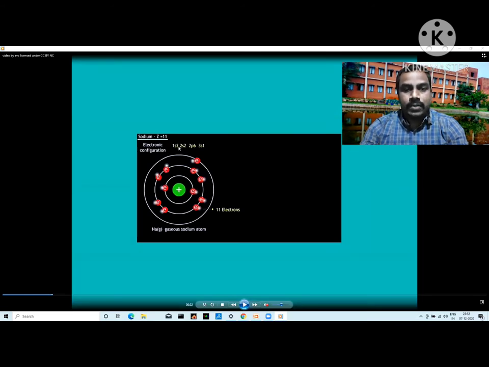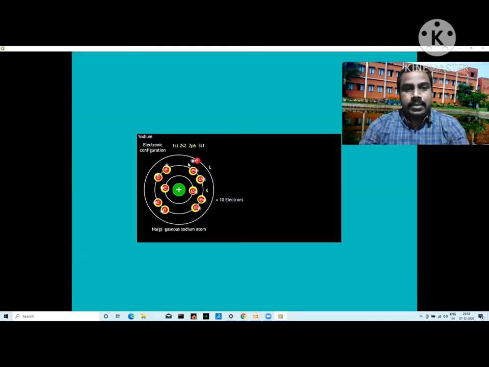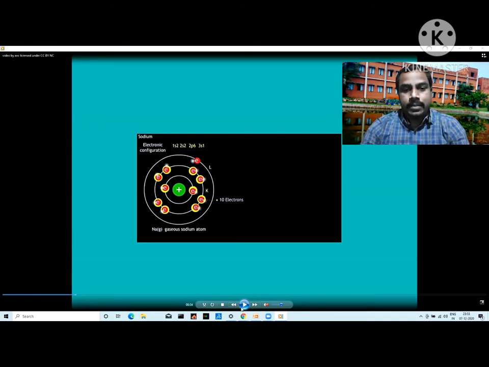In the first shell, 2 electrons in 1s2 orbital. In the second shell, 2s2, 2p6, 8 electrons are present. In the third shell, 3s1. Your outermost shell is n equal to 3. The third shell consists of 1 electron. Total 11 electrons are present in sodium atom. This is the electron distribution. In this sodium atom, s orbitals and p orbitals are present. The outermost shell of an atom is known as the valence shell. In the valence shell, one electron is present. In inner orbitals, 10 electrons are present: in the first shell 2 electrons, and in the second shell 8 electrons. Total of 10 electrons are present in inner orbitals.